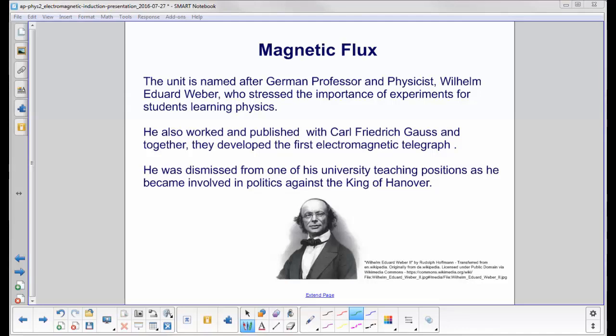So let's get back to the guy whose name we took as units. Wilhelm Eduard Weber was a German professor and physicist who stressed the importance of experiments for students learning physics. He also worked and published with Carl Friedrich Gauss, and together they developed the first electromagnetic telegraph. However, he started getting into politics, which is never a good idea for a physicist, and he lost one of his university teaching positions as he was doing politics against the King of Hanover. He should have stuck with physics.